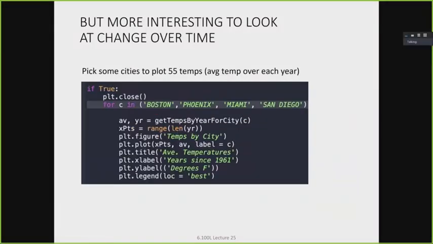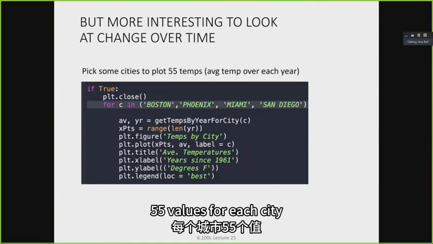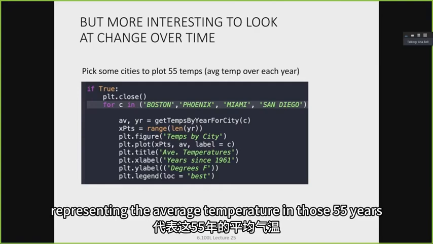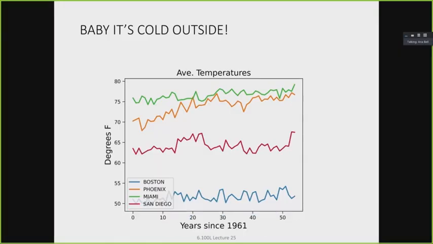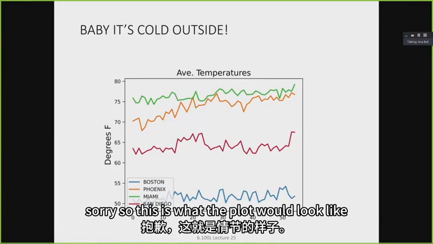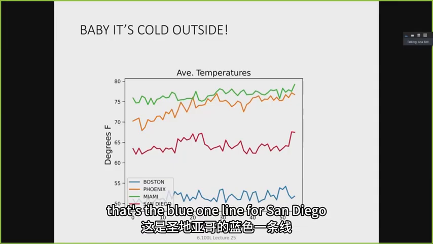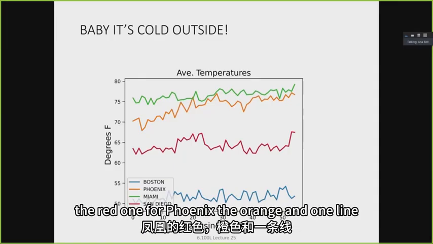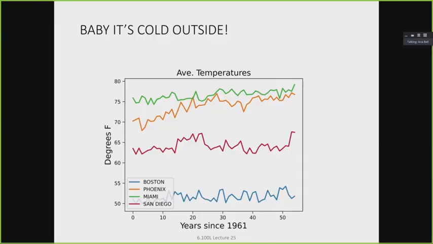And let's say that I'm going to compare 4 different cities. So I've got 55 values for each city, representing the average temperature in those 55 years. And I've got 4 cities to compare. So this is what the plot would look like. I've got one line for Boston, that's the blue, one line for San Diego, the red, one line for Phoenix, the orange, and one line for Miami, the green.